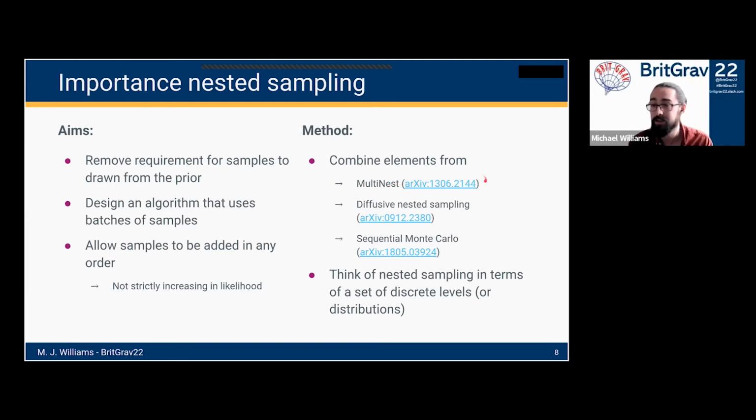We're going to combine elements from multi-nest, another nested sampler that has used importance sampling, from diffusive nested sampling, and from sequential Monte Carlo. And what this is going to give us is a slightly different view of nested sampling. Rather than thinking about shrinking as a sort of serial process one at a time, we're going to think of a set of different levels or distributions that, when we consider them as a whole, approximate a distribution which gives us the evidence and posterior samples.